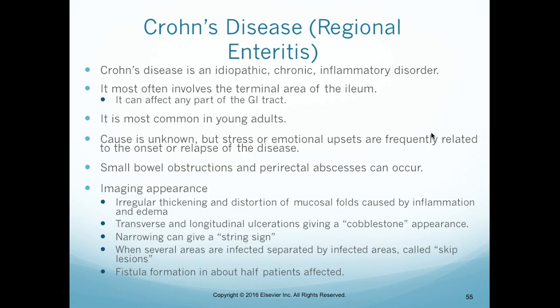Small bowel obstructions and perirectal abscesses are common. So what does it look like? It has irregular thickening and distortion of the mucosal folds caused by inflammation and edema. Transverse and longitudinal ulcerations give a cobblestone appearance, and I'll show you what that looks like. There's also narrowing that can give a string sign. It looks kind of like the bird beak, but it's longer and more irregular. When several areas are affected and separated by normal areas, it's called skip lesions. Fistulas also form in about half of the patients. So, these poor patients are so sick.